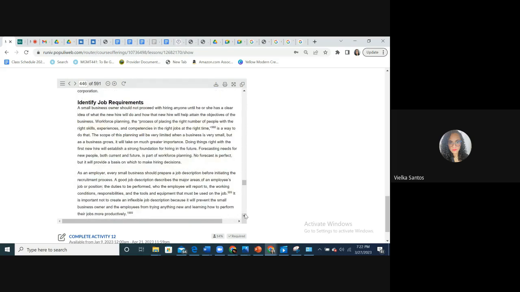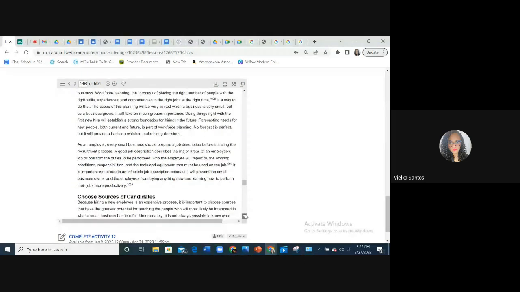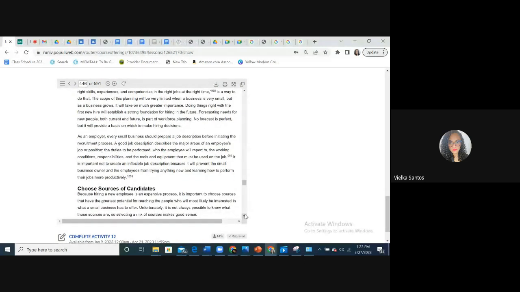Identify your requirements. What is that? When you are looking for a position, let's say your business is growing now and you need an assistant. So what the person will do for you, write it on paper so you can have your job description and you can show it to the assistant that you are looking for.